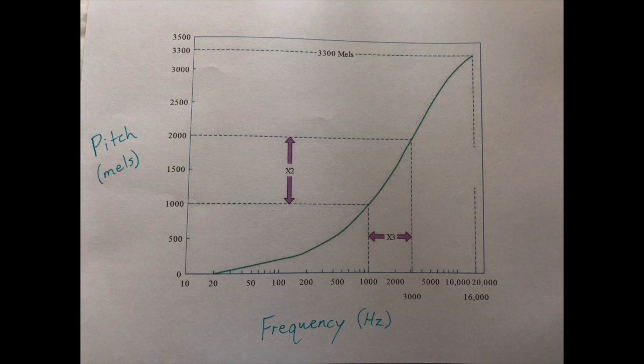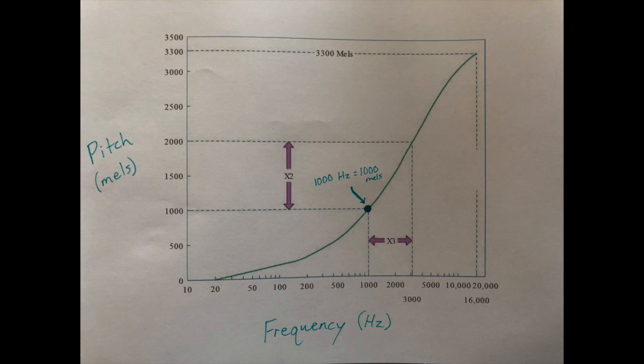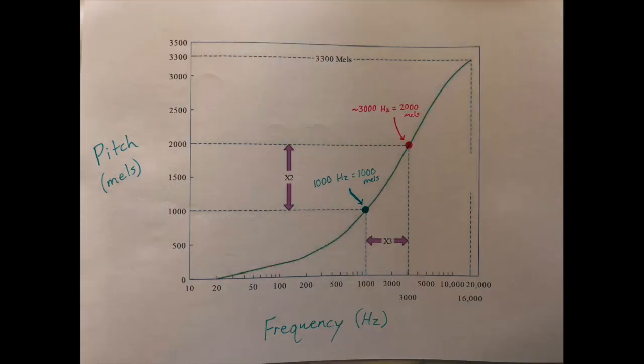As you can see, the relationship between frequency and pitch is curved, somewhat like an S, rather than a linear relationship. The blue point represents the reference point at 1000 Hz, which is equal to 1000 mels. The pink point is at 2000 mels, and its frequency is slightly larger than 3000 Hz. The tone at 2000 mels is perceived as twice as high in pitch as the 1000 mel tone.